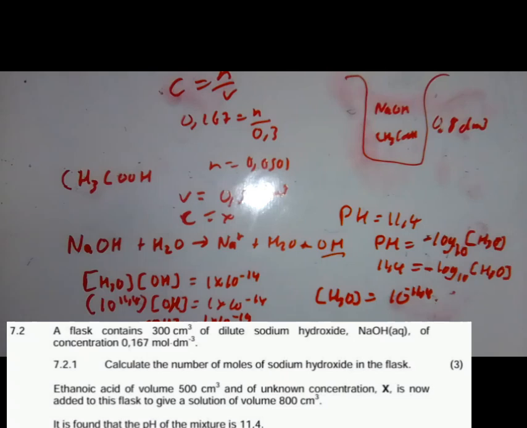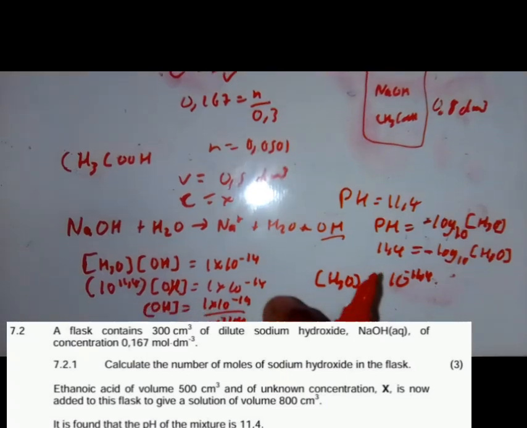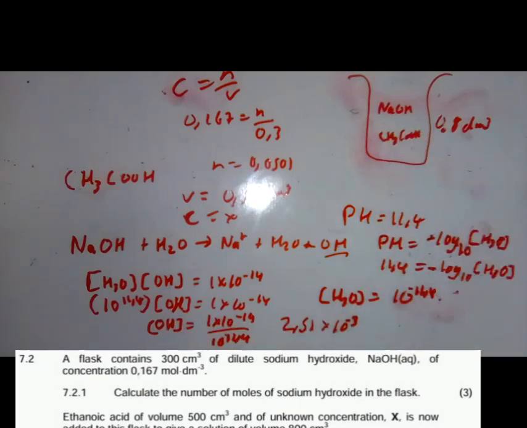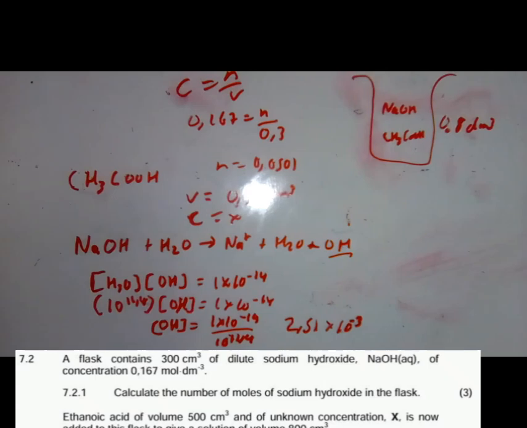Alright, so now if we have this, our answer should be something like, what? It should be 2.51, right? So 2.51 times 10 to the power of negative 3. So that should be our concentration. So now I found the concentration of the one that is in excess, right? So this concentration is what is in excess. So I want you to be aware that this concentration is the concentration of OH, right?